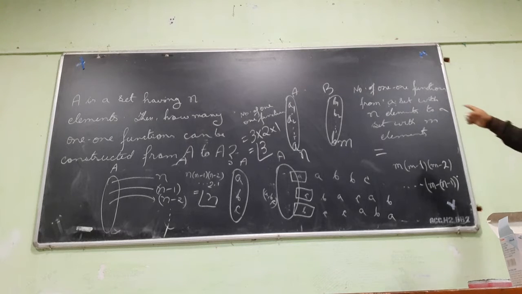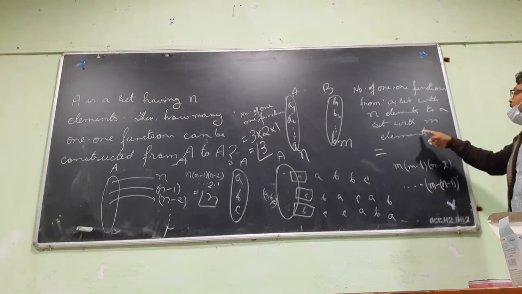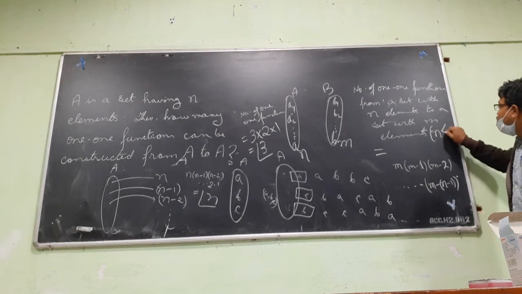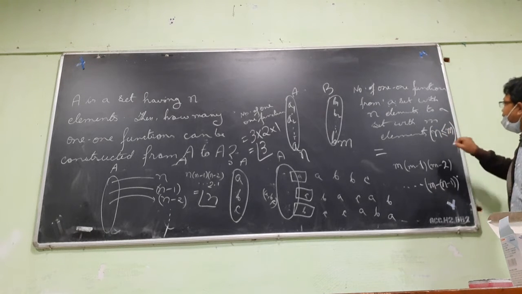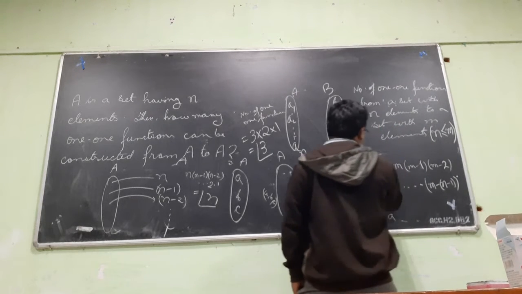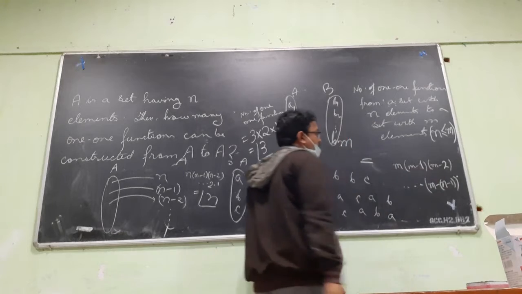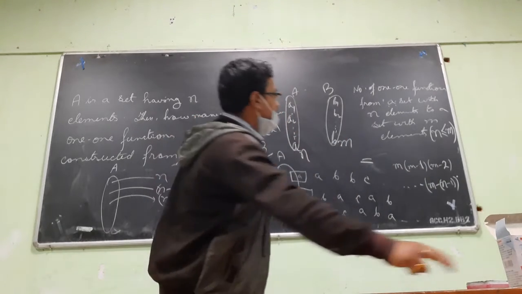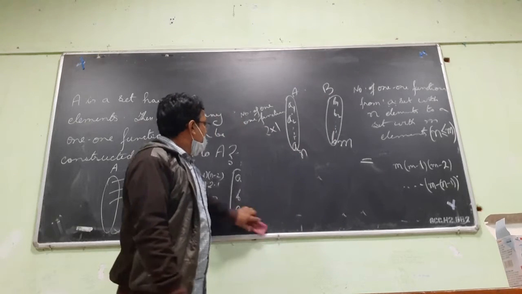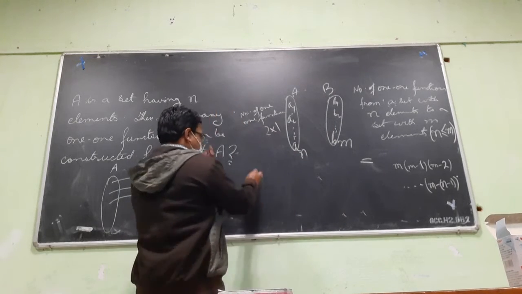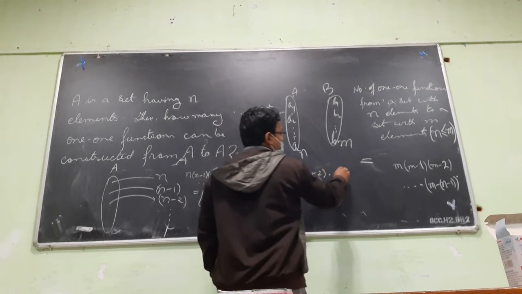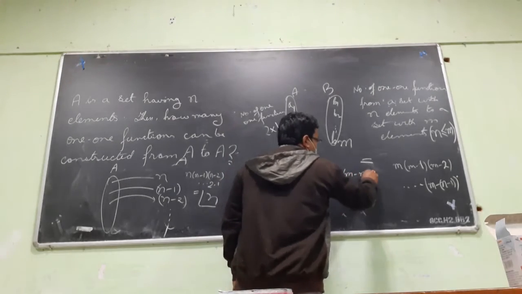So the number of 1-1 functions from a set with n elements to a set with m elements requires n to be less than or equal to m. This condition should be satisfied, otherwise we cannot find one. So this is the number of functions: m into m minus 1 into m minus 2 into up to m minus n plus 1. We can write it in a simpler form.